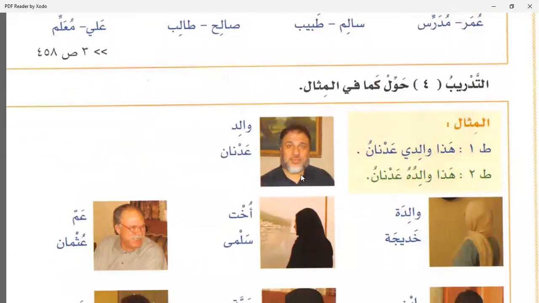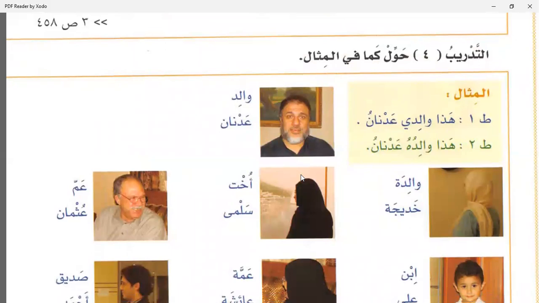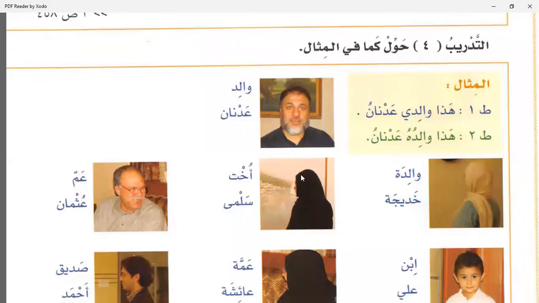Next we have exercise four, fourth exercise. How will come in the example? How will mean convert, change. Like the one in the example, al-misal. First student: hada walidi Adnan, this is my father Adnan. Second student: hada waliduhu Adnan, this is his father Adnan. So again, we need two students. Raise your hand. Miss Satya and Miss Salwa. Miss Satya, you are first student, and Miss Salwa, you are second student.